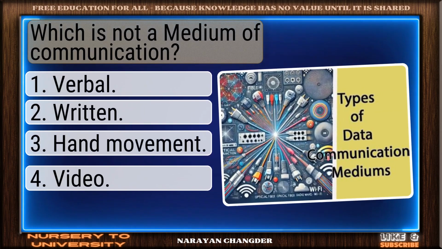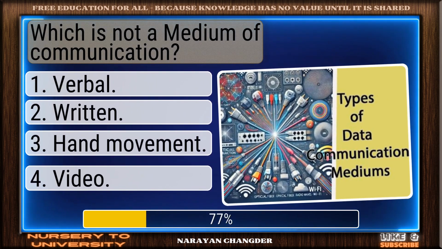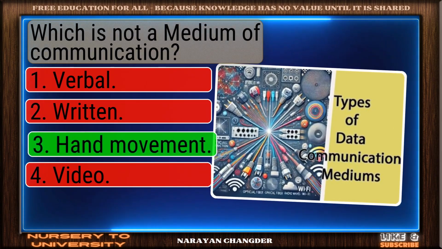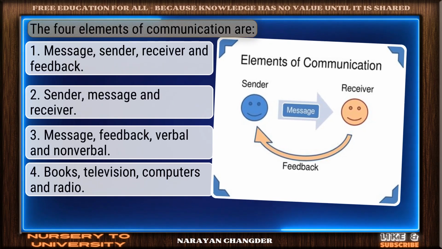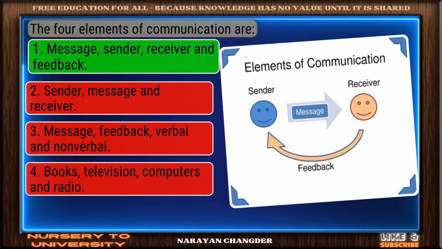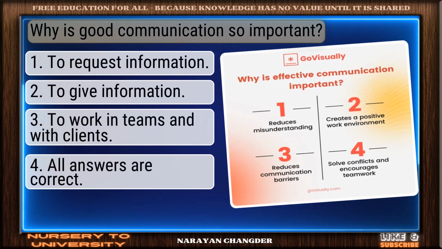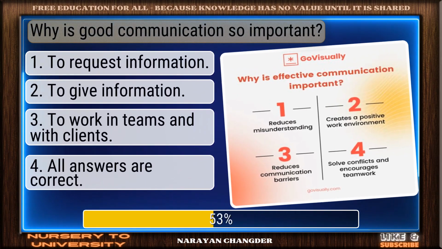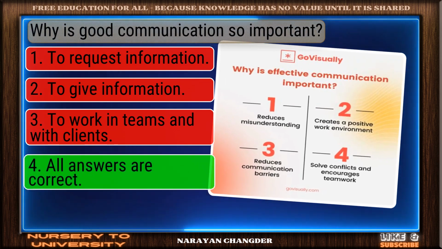Question number 56. Which is not a medium of communication? Nice selection. Hand movement is the correct and valid answer. Question number 57. The 4 elements of communication are: Solid response. Message, sender, receiver, and feedback is a valid choice. Question number 58. Why is good communication so important? Strong choice. All answers are correct is the right answer.